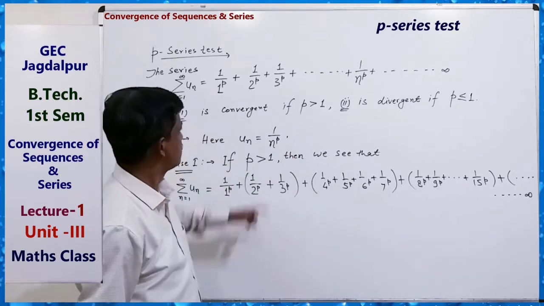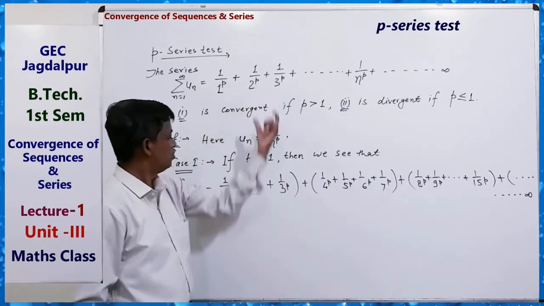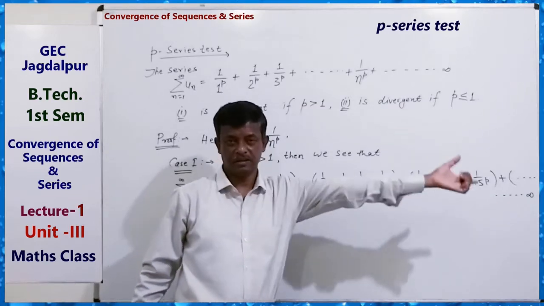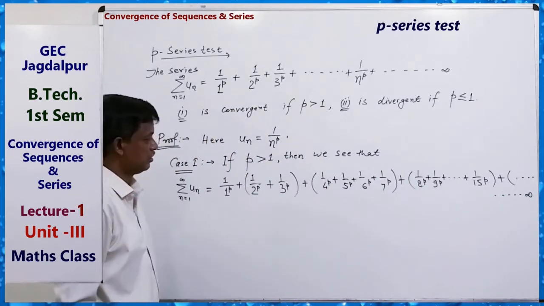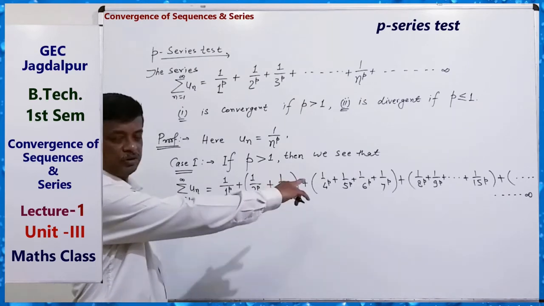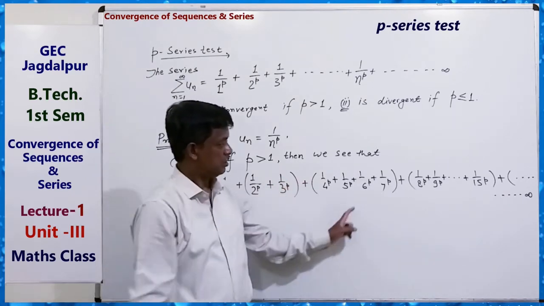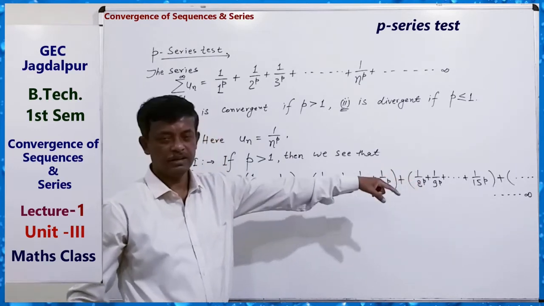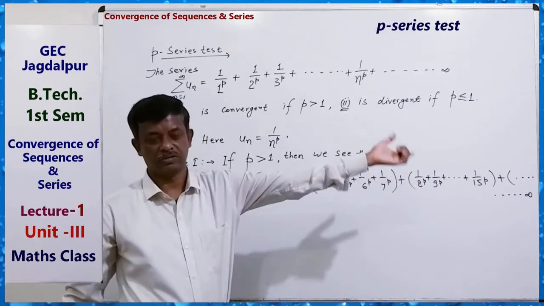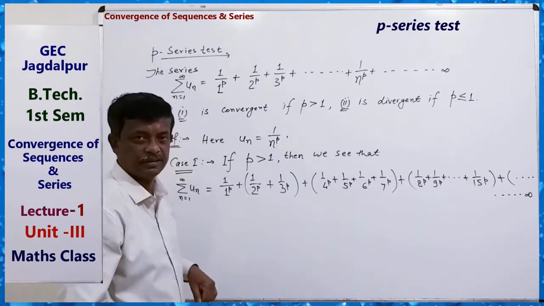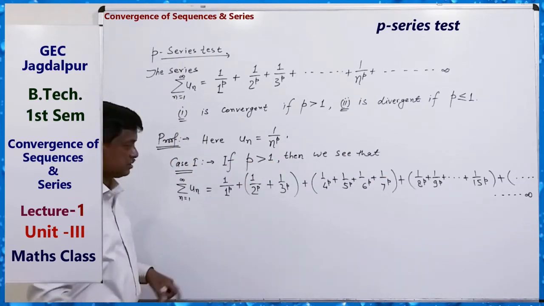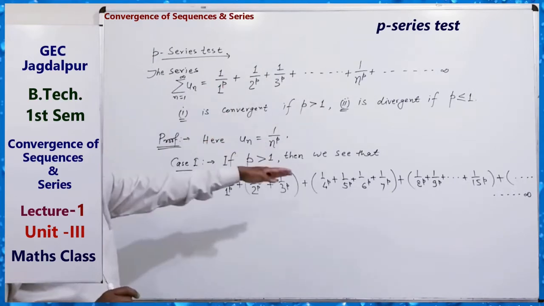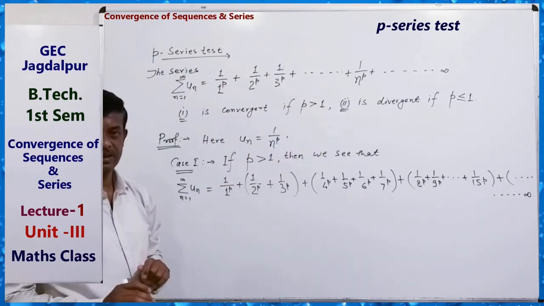In this series, we are grouping 2 and then 4 and then 8, that is 2 power 3, and then 2 power 4, 16. So we can group like this for the total infinite series. Here we see that.